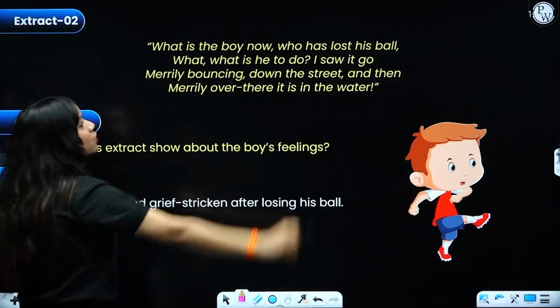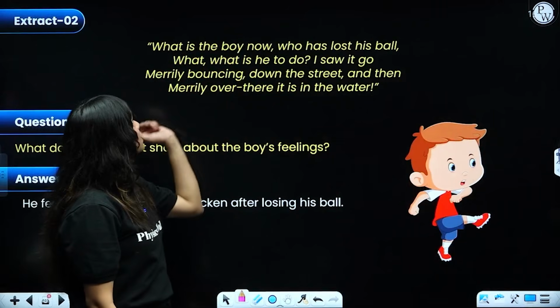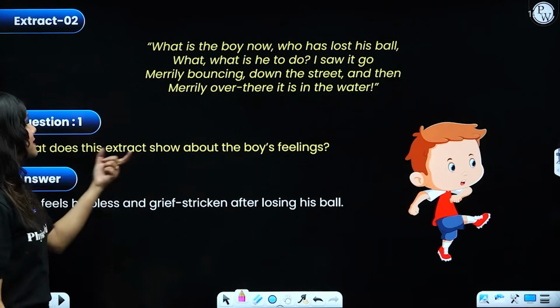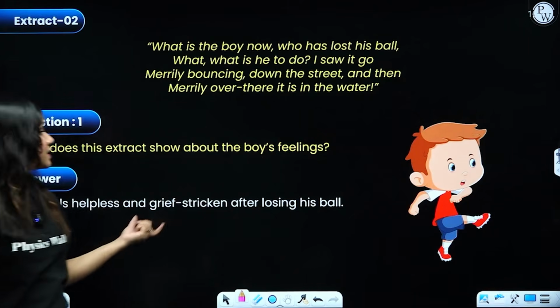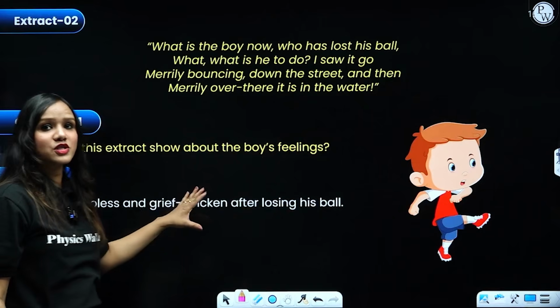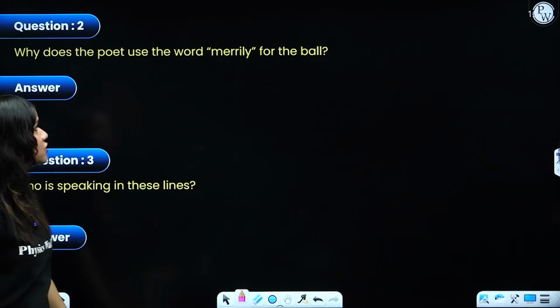What is the boy now who had lost his ball? What is he to do? "I saw it go merrily bouncing." What does this extract show about the boy's feelings? Let's have a look. He feels helpless and grief-stricken at the loss of his ball. This is a question that can be asked in the form of an extract-based question.